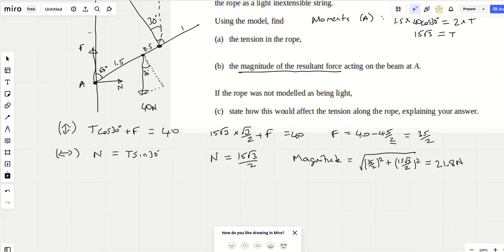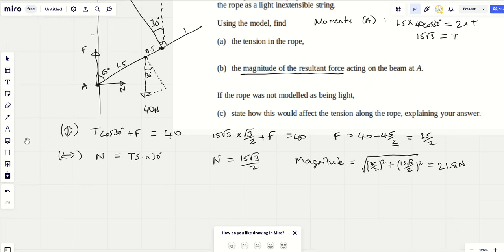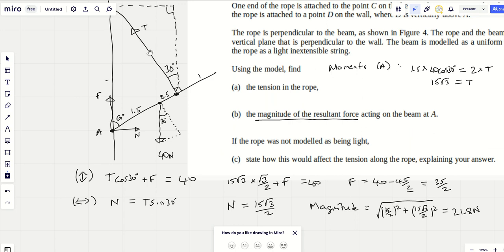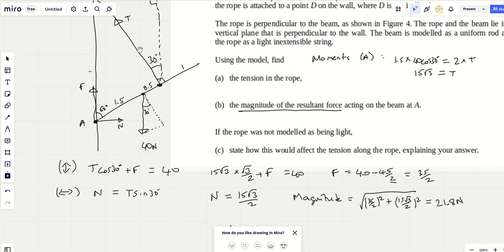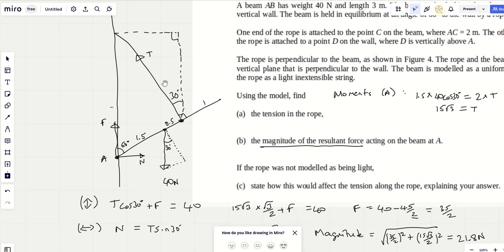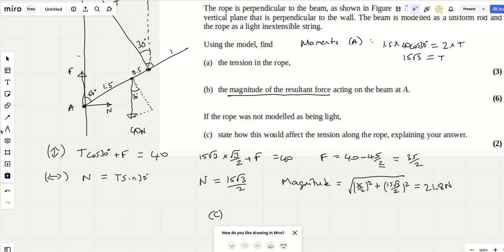If the rope was not modelled as being light, state how this would affect the tension along the rope, explaining your answer. Right. If the rope wasn't modelled as being light, it would have a weight, yeah? Depending on where the weight is, if it's a uniform rope, the weight would be acting at the middle, yeah? Now, the tension's not going to be the same throughout the rope, therefore, is it? Because the tension's going to grow as you get closer to the centre of mass, yeah? So what we can say here is the tension will increase as you go up the rope towards the centre of mass.